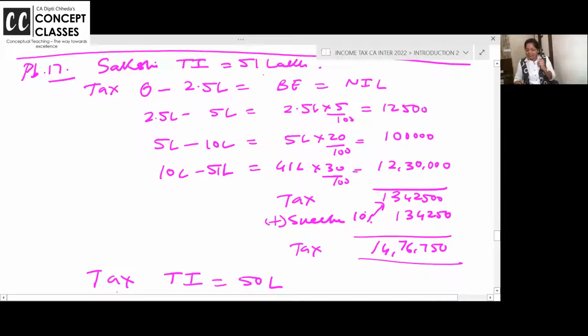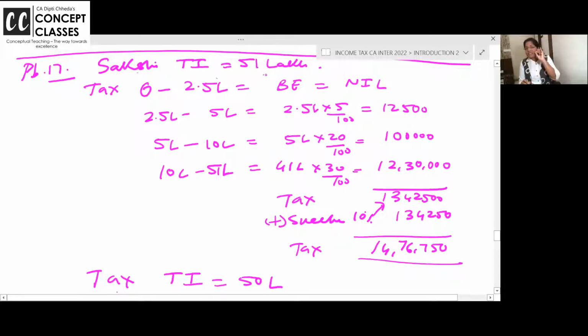I've already solved the problem. If we start solving the problem from scratch, this video will go for more than half an hour. So I'm just sharing with you how we did this. Suppose Sakshi's total income is 51 lakhs.